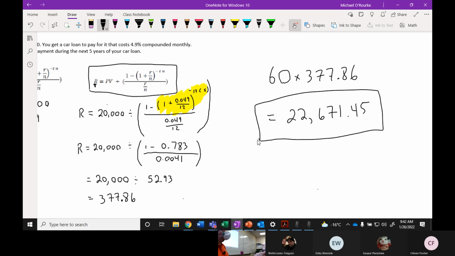So the actual price I paid was $22,000. Does that make sense to everybody? I didn't pay $20,000. That's with the interest. So how much interest did I pay? I take this number and minus off 20,000, which would be $2,671.45.